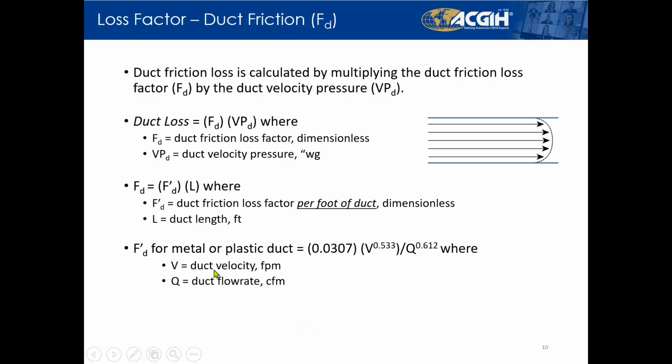First, for duct friction. Duct friction loss is calculated by multiplying a duct friction loss factor, which we call F sub D, by the duct velocity pressure, which we call VPD. So to determine our duct loss, we simply multiply our duct friction loss factor, F sub D, times velocity pressure for our duct, VPD. F sub D is our loss factor, and all of our loss factors are dimensionless. Our velocity pressure is our duct velocity pressure, and that is in inches of water gauge.